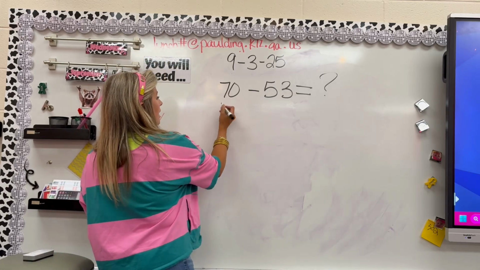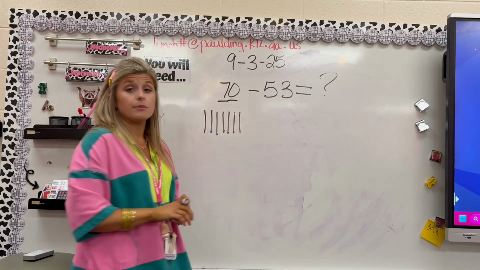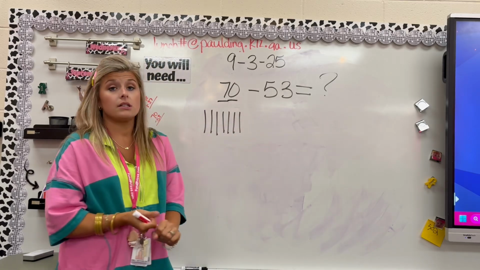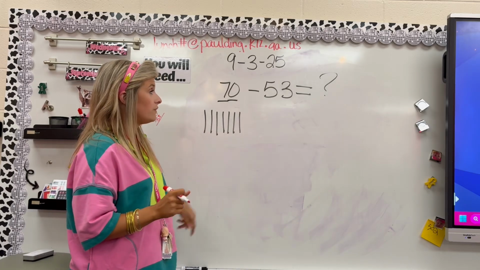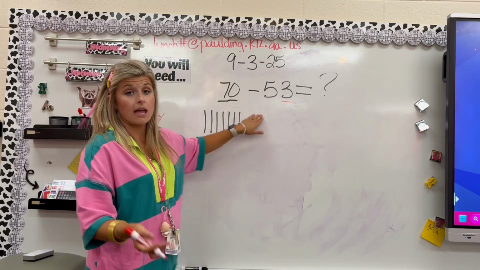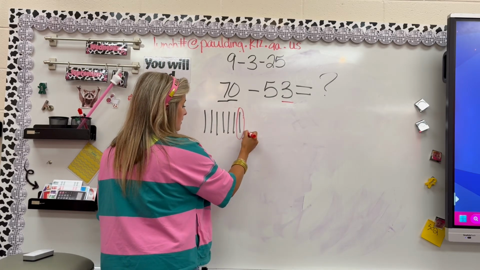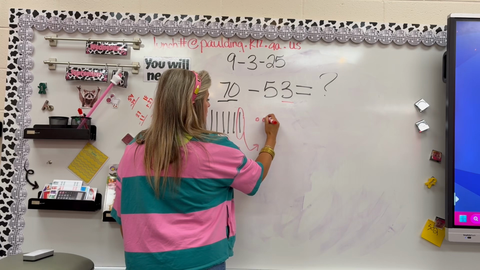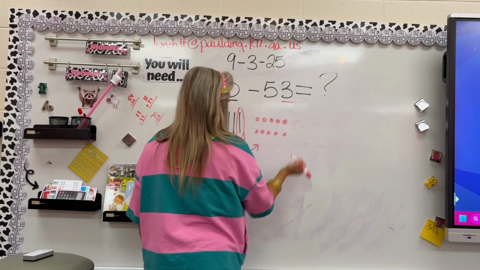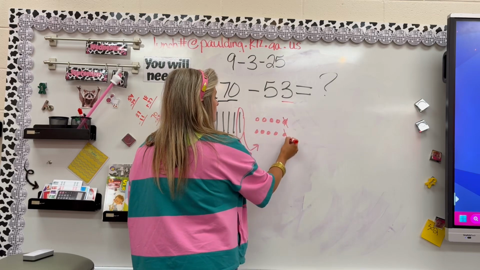So we have 70, so I have 0 ones, and I have 7 tens, 1, 2, 3, 4, 5, 6, 7. And because I'm subtracting, nothing goes over here. I'm going to take a different color just so you can see, and I'm going to subtract 53. I'm going to look in my ones place first, just like how we were taught. I don't have any ones to take away. So I know I'm going to have to decompose a 10, so break up a tens rod. I'm going to circle it up and draw it right here. 1, 2, 3, 4, 5, 6, 7, 8, 9, 10. And now I have 3 to take away. So 1, 2, 3.